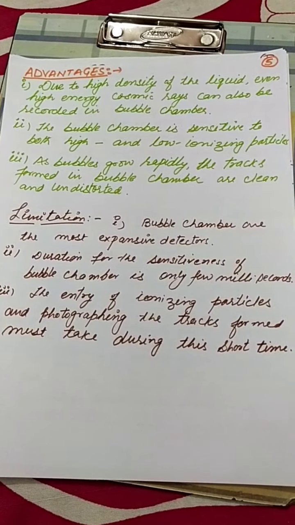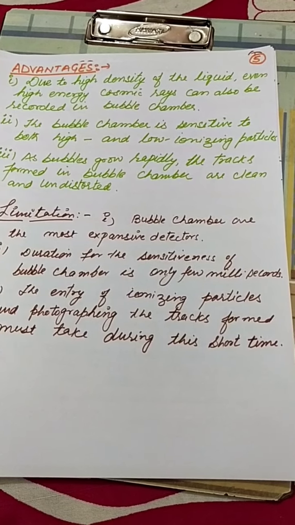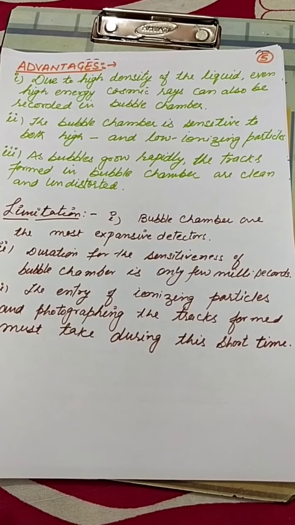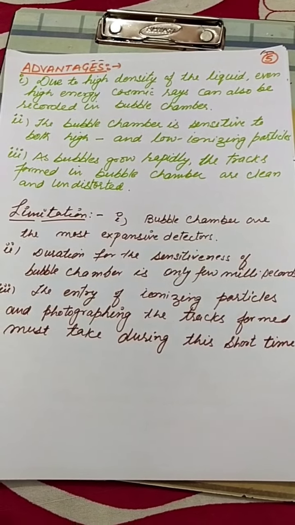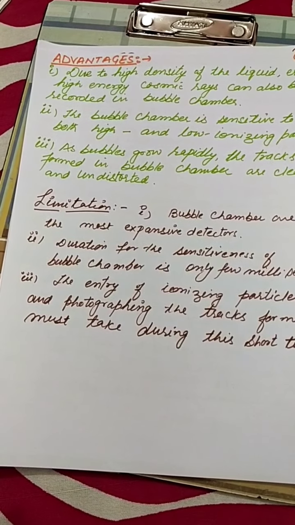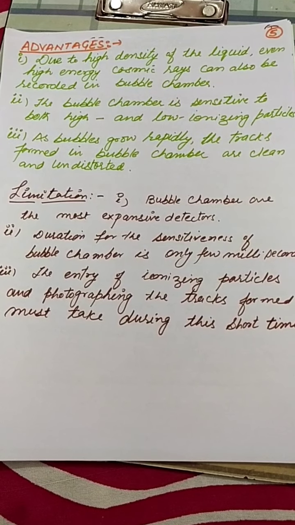Some of the advantages are listed here. The bubble chamber is sensitive to both highly and lowly ionizing particles. As bubbles grow rapidly, the tracks formed in bubble chambers are clean and undistorted. Due to the high density of the liquid, even high energy cosmic rays can be recorded in bubble chambers. Limitations.